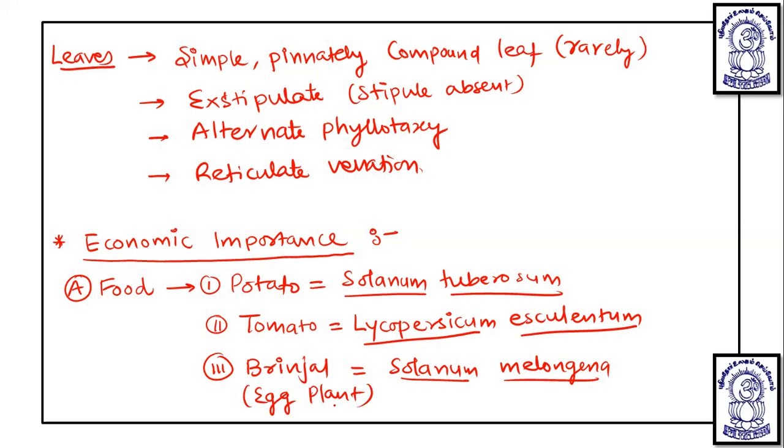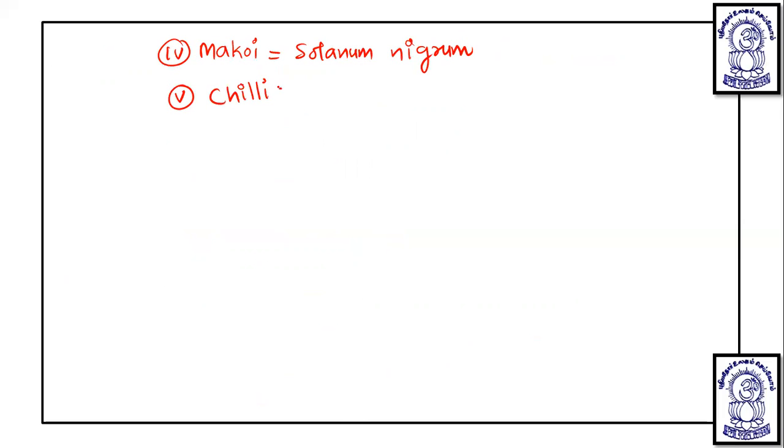Now after this, the fourth example is makoi, which is also known as Solanum nigrum. Then the fifth example is chili, which is known as Capsicum annuum.